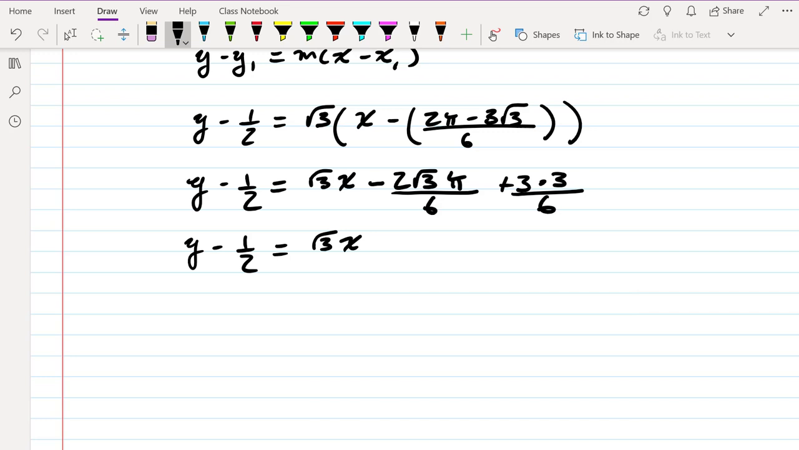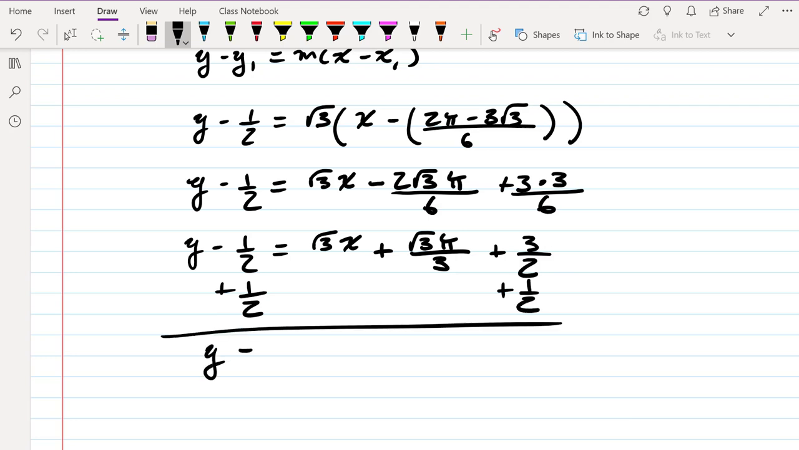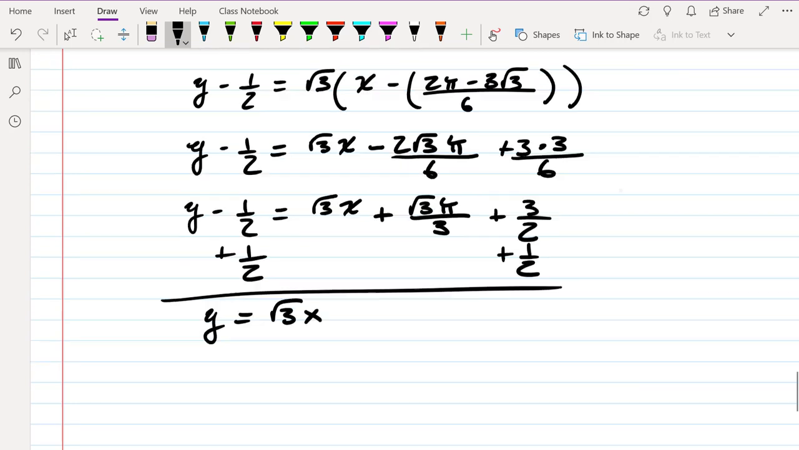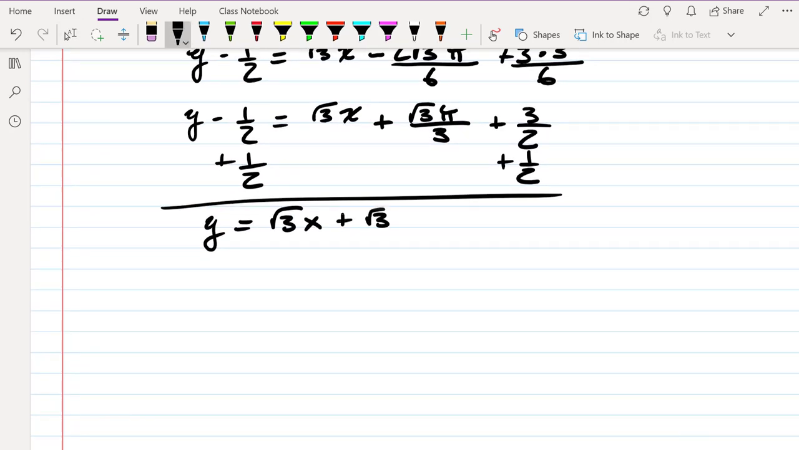And we get a couple of things that reduce. So we get square root of 3 pi over 3, plus 3 over 2, and then we add a half to both sides, and we get y equals square root of 3x plus square root of 3 pi over 3, and 3 halves plus a half is 4 halves, which is 2. And that's going to be the equation of our tangent line.